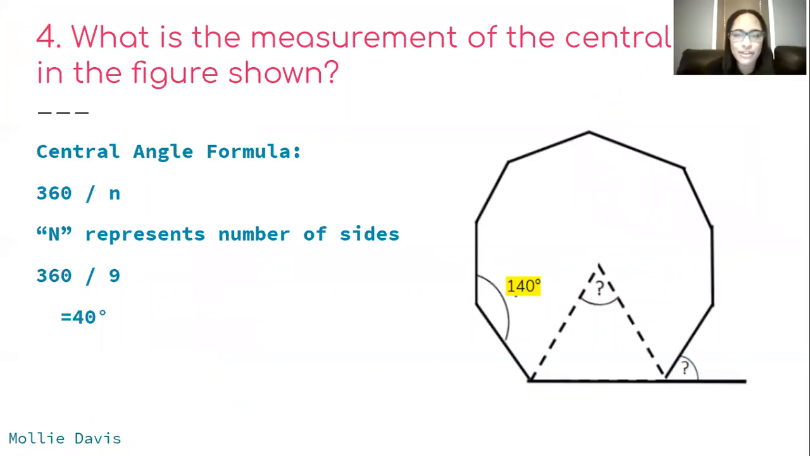Molly, what is the measurement of the central angle in the figure shown? Yes, so when working with the central angle of a polygon or any shape, you are going to be using the formula 360 divided by n. And similar to the interior angle formula, n is just representing the number of sides. So for this specific polygon, we have 360 divided by 9 due to there being 9 sides, and that is going to equal 40 degrees. So that central angle is 40 degrees.